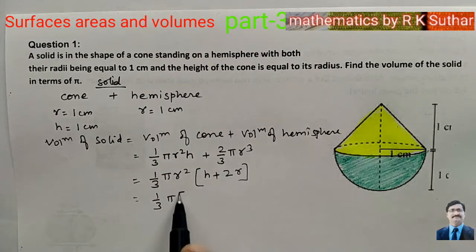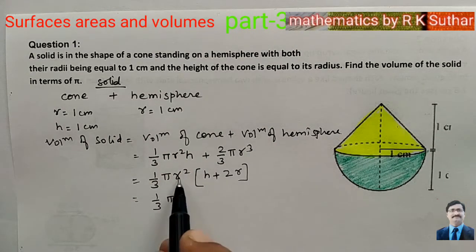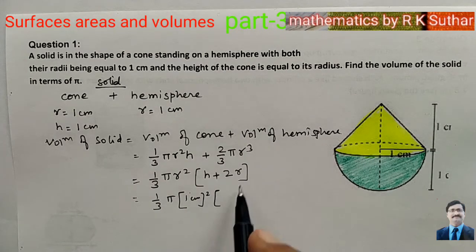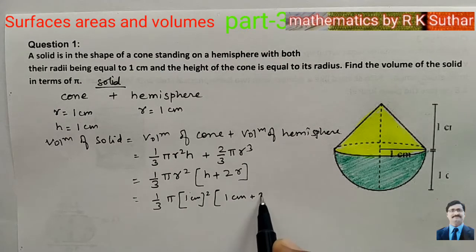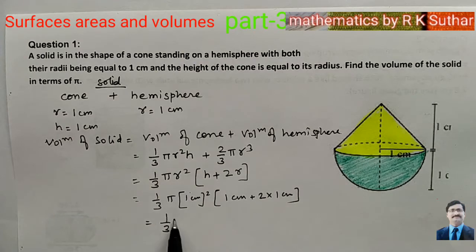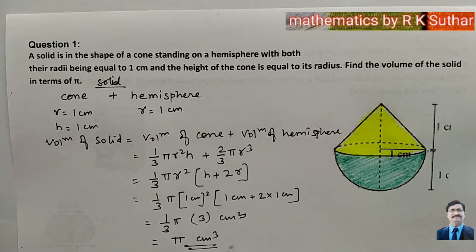Now we will put in the values. In place of pi we put pi only. In place of r we put 1 centimeter, and in place of h we put 1 centimeter, and in place of r again 1 centimeter. 1 upon 3 pi, 1 square is 1, and this will be 2 into 1 is 2, plus 1 is 3 centimeter cube. 3 and 3 we cancel, and we get pi centimeter cube. So the volume of this solid is pi centimeter cube.